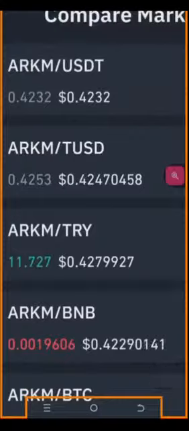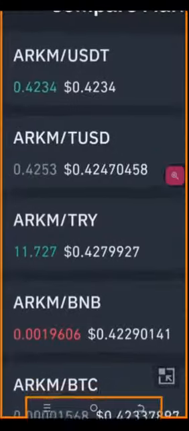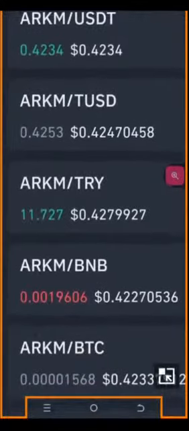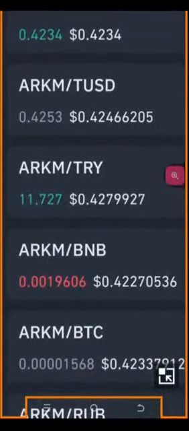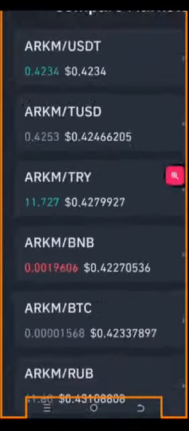So now this is 42 cents. You can see that ARKM USDT is 0.4232. You will see that TUSD is 0.4247, right? There's a difference between 32 and 46. Can you see that? The first two numbers are the same. Here ARKMTRY is 0.4279, and that's how it goes. That's how you spot the differences.